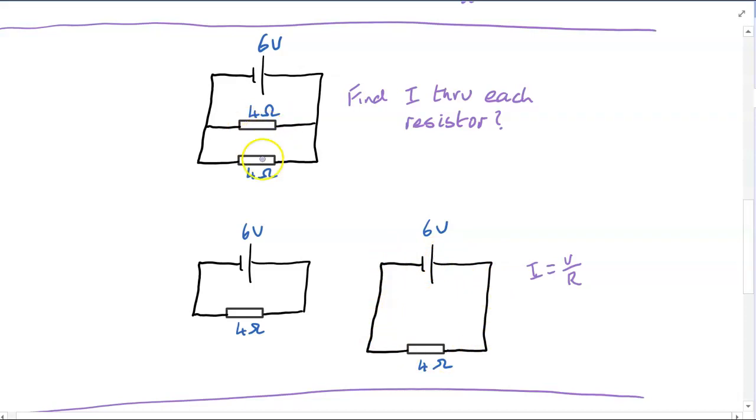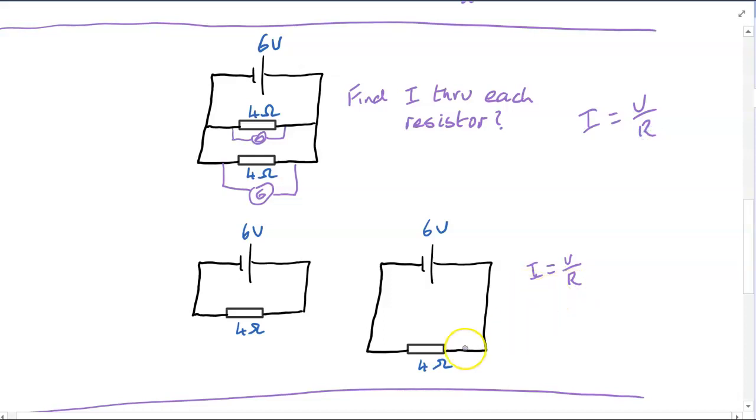So because in parallel, each side of the resistor is connected directly to the battery, what you know is that the voltage across that resistor, well, it's a bit of a squeeze now to put a 6 in there, but is 6 volts. The voltage across this resistor here is also 6 volts. So now I have my V and my R to work out what the current is.